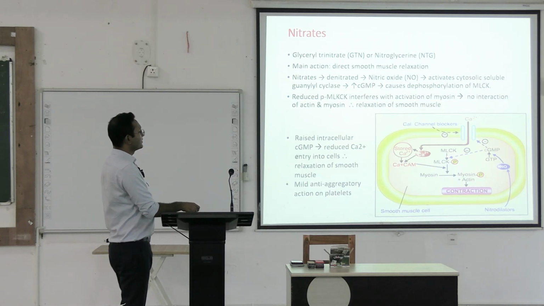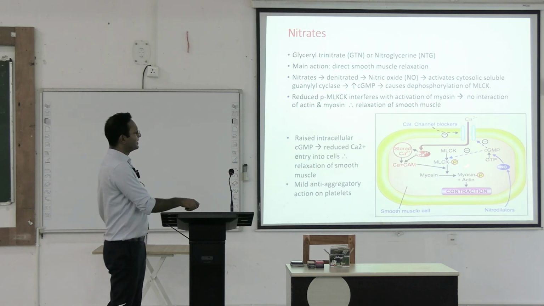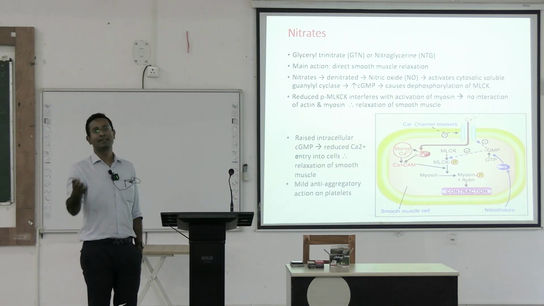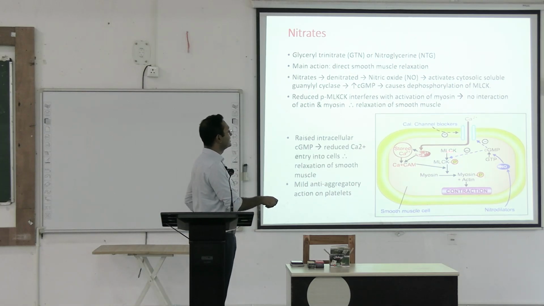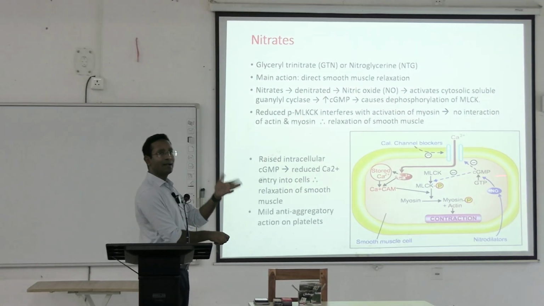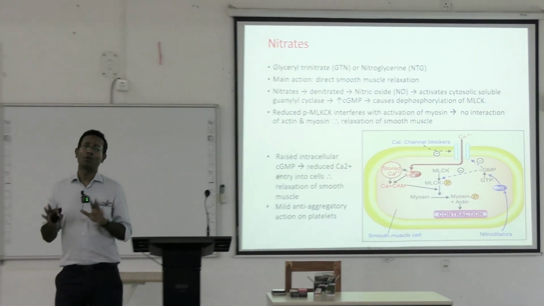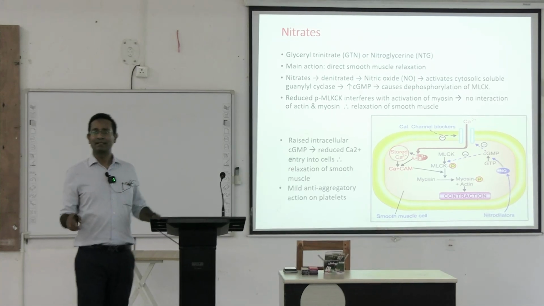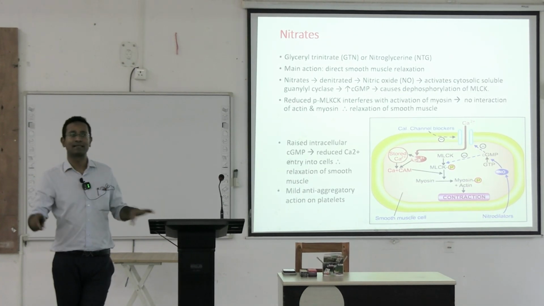It causes dephosphorylation of MLCK. What happens? MLCK is dephosphorylated from MLCK-P, so there is reduced phosphorylated MLCK. Now what happens when reduced phosphorylated MLCK is available inside the cells? It inhibits the activation, or phosphorylation, of myosin. So there is no interaction between myosin and actin. Thus, there is no contraction, which leads to relaxation of the smooth muscle, and ultimately relaxation of the blood vessels.